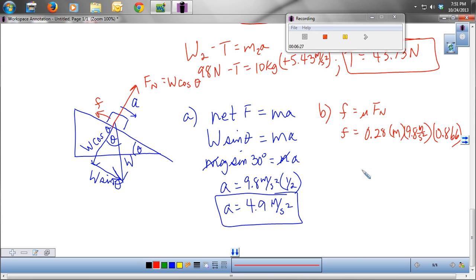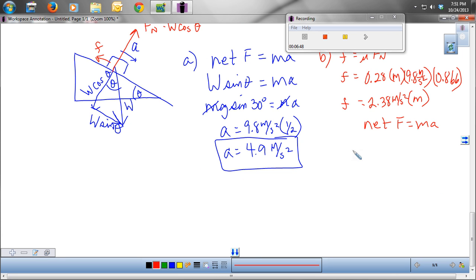So I multiplied all those numbers together, and when I did that, I got 2.38 meters per second squared times m, whatever m happens to be. So then net F equals ma. So I have W sine theta down the ramp minus friction up the ramp is equal to ma. W sine theta is mg sine 30. Friction we said was 2.38 times m, and all of that is equal to ma.